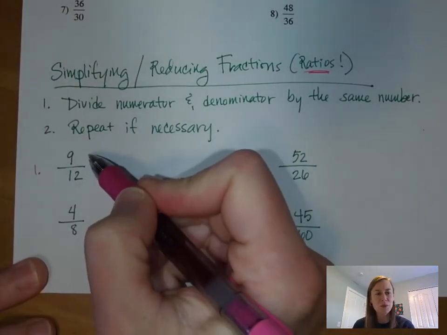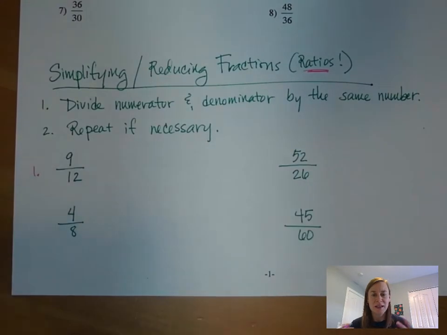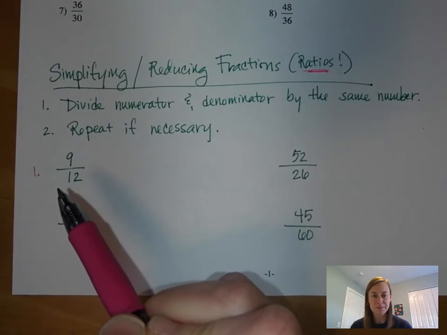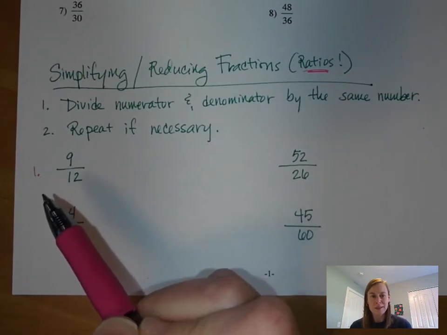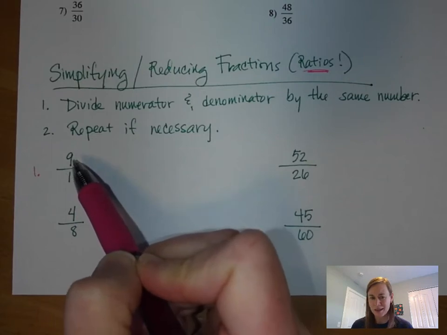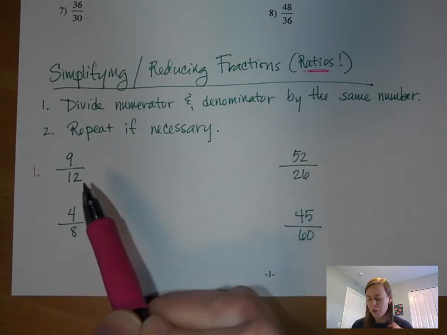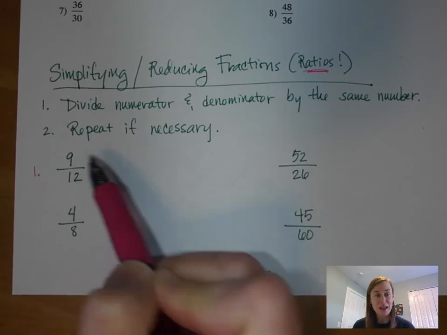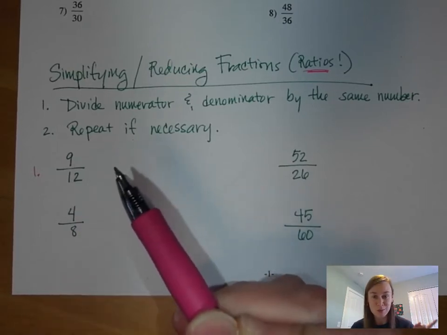All right, so for example number 1, we have 9 over 12. Now, first of all, let's think about what number can go evenly into 9 and into 12. I'm thinking, let's see, 12 is divisible by 2, but 9 is not divisible by 2, so let's not do 2. What if we did 3? 12 is also divisible by 3, and 9 is divisible by 3. So that's what we're going to use.